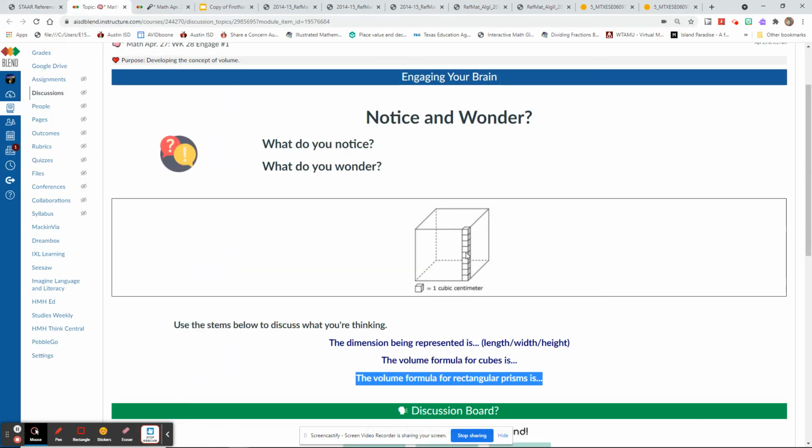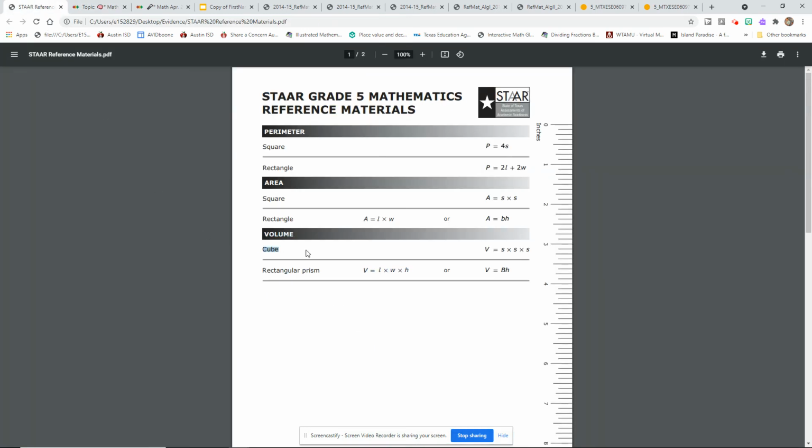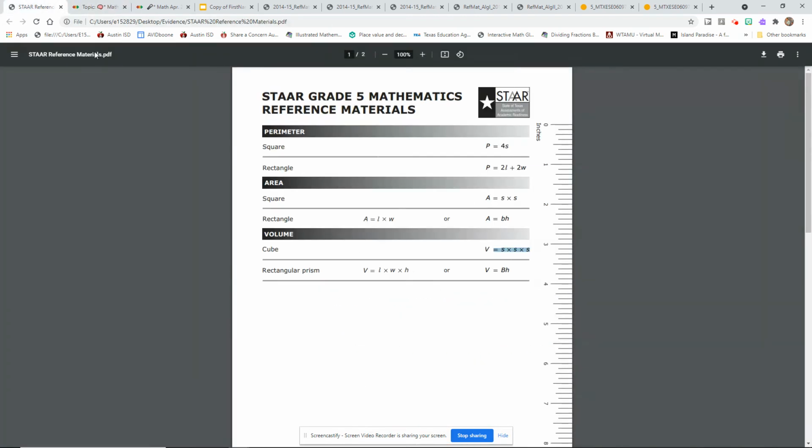On this one, we only have the height showing. They did not tell us the width, and they did not tell us the length. So the dimension being represented is 9 cubic centimeters high. So it's height. The volume formula for cubes is volume equals side times side times side. And the volume formula for rectangular prisms is volume equals length times width times height.